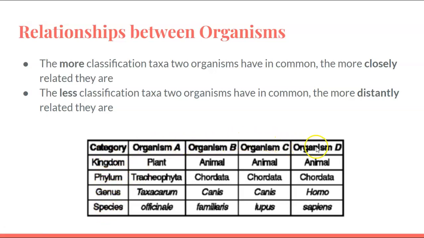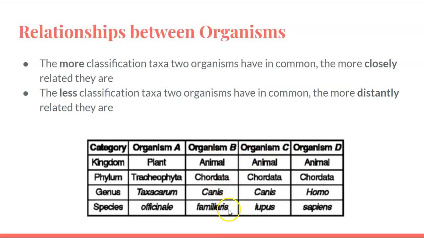And if we're looking at all 4 of these organisms, if we start at kingdom, we have 1 plant and 3 animals. So we already know that organism A is probably the most distantly related to all of the other organisms. And so if we move down to phylum, okay, they're all Chordata, so it doesn't really matter. They're still pretty similar. If we move down to genus, we have 2 Canis and 1 Homo, so that means that organism D is less related than organisms B and C.